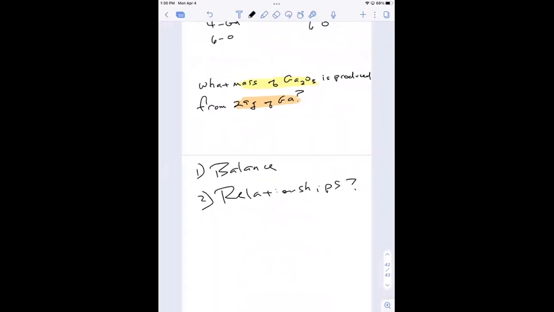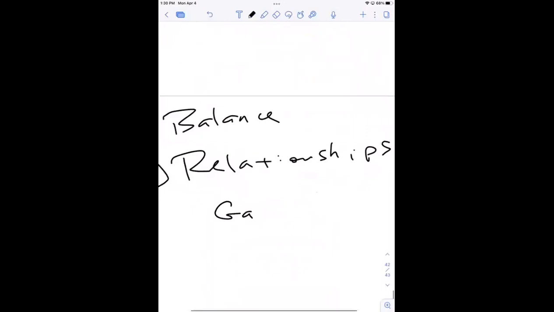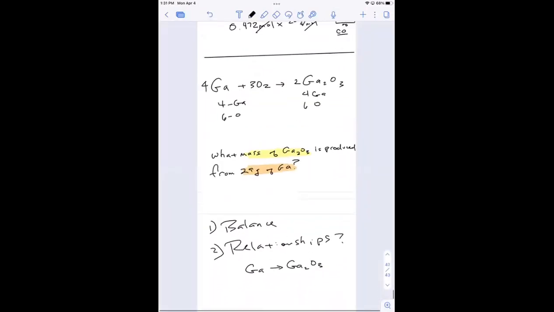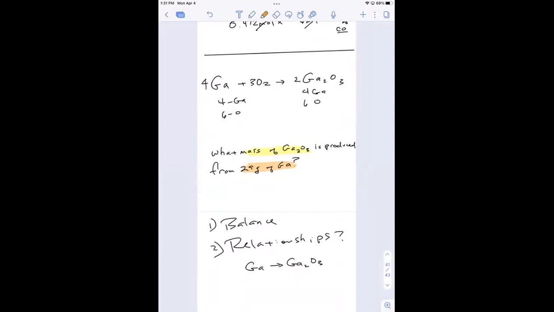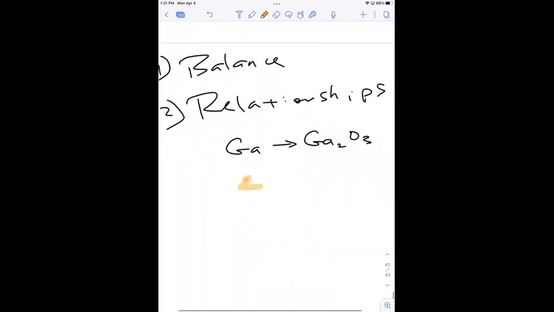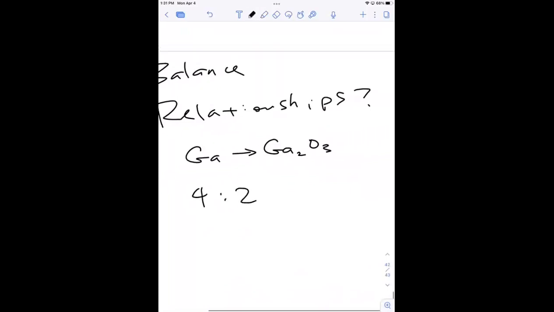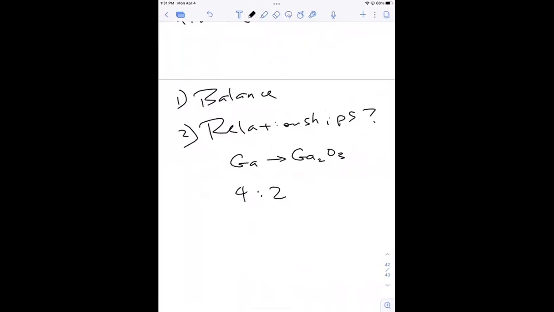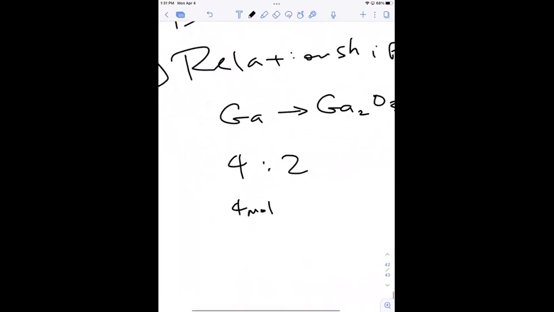So this is what we're comparing, gallium to gallium oxide. Based on the equation, there are 4 moles of gallium metal and 2 moles of gallium oxide. So this is going to be in a 4-to-2 relationship. Or we can say that relatively 4 moles of this is going to be 2 moles of that. So we know the relationships.